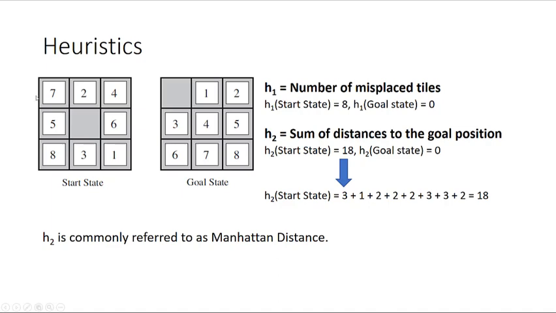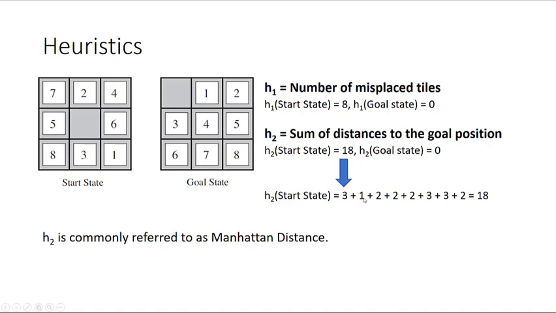So we'll go up to the top here. We start at 7. So we can see that in the goal state, 7 is in the bottom middle. So it would take 1, 2, 3 changes to move that tile to its goal position. So here we would have a 3. So that means that whatever that first tile is, it is 3 distance away from its goal position.